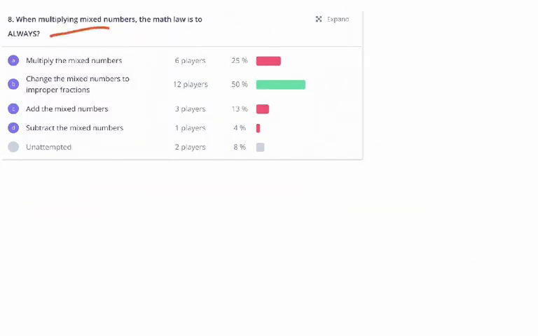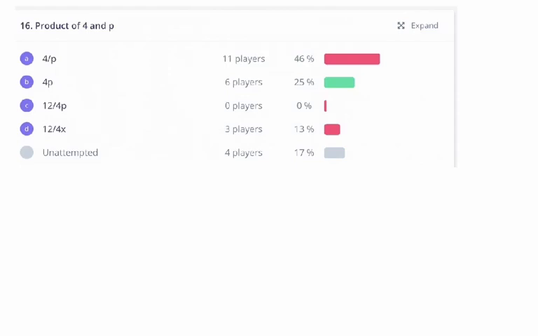When you're multiplying mixed numbers, the math law is to always think back to what we did on the last problem. We changed our mixed numbers to those improper fractions by doing times plus. On this question, the main thing you need to know is that the word product is the answer to a multiplication question. So if you have product, that means you're going to multiply.